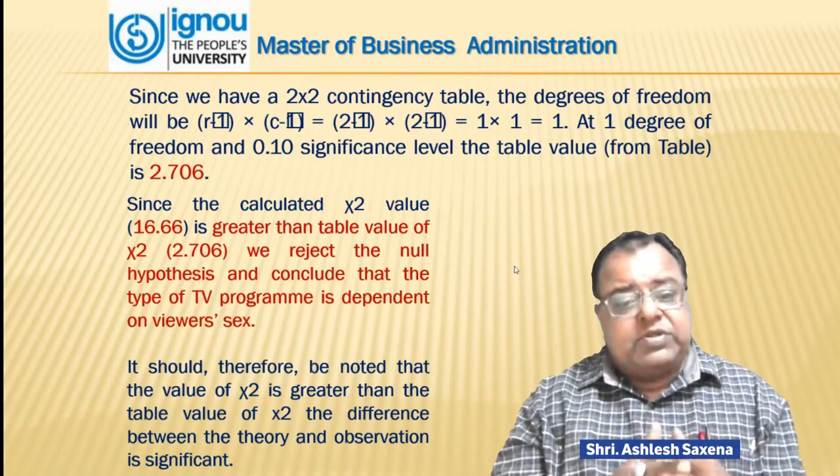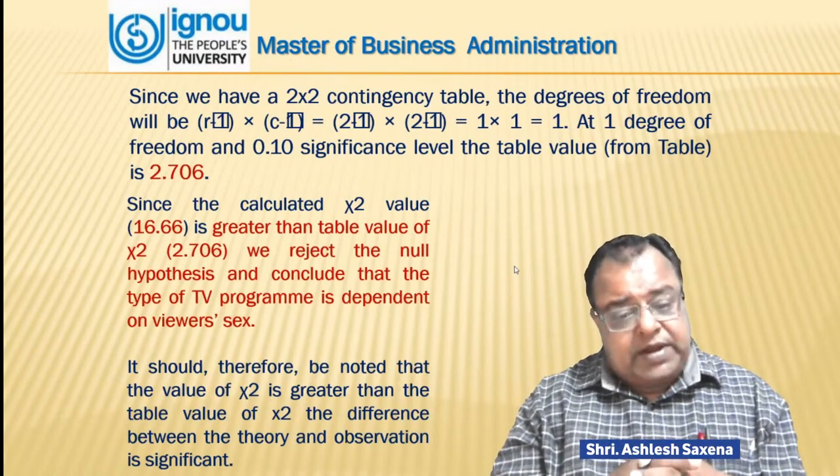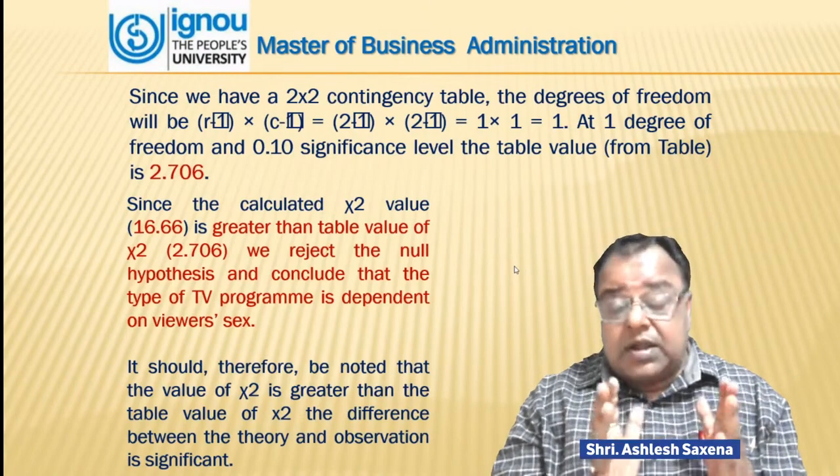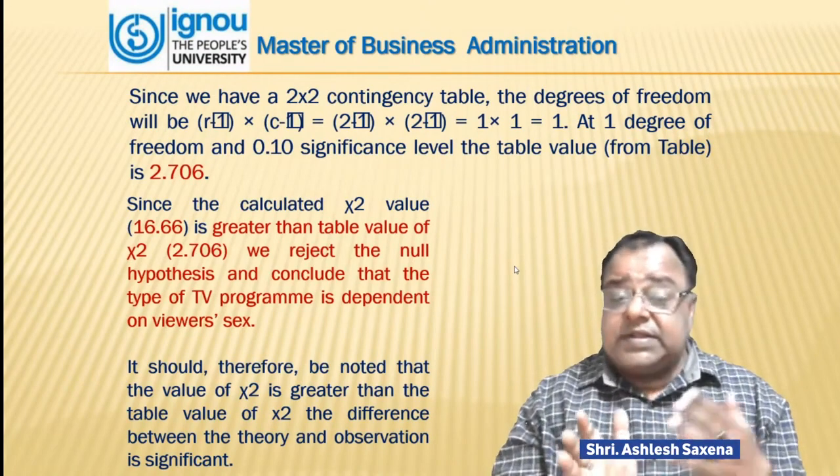It should therefore be noted that the value of chi square is greater than the tabular value of chi square. The differences between the theory and observation is significant.